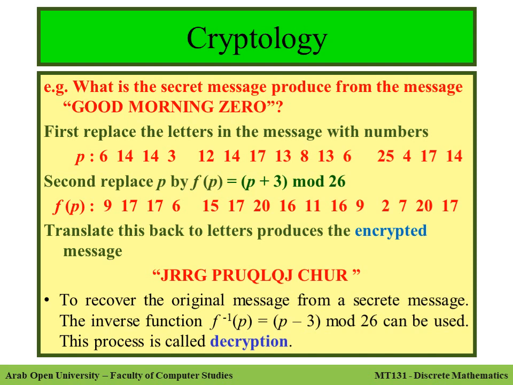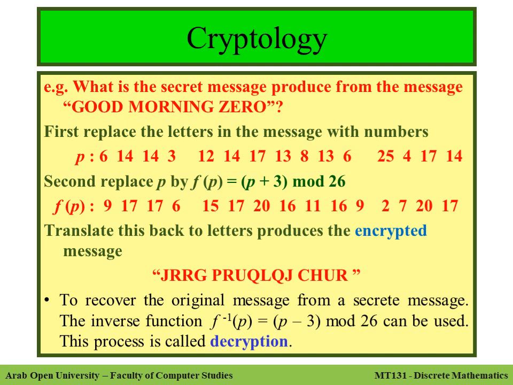Now you have to apply the inverse function of f. F of x is p plus 3 mod 26, and you add 3, you shift the letters by 3 to the right. The inverse function is p minus 3 mod 26. And here, of course, you're shifting every letter to the left.